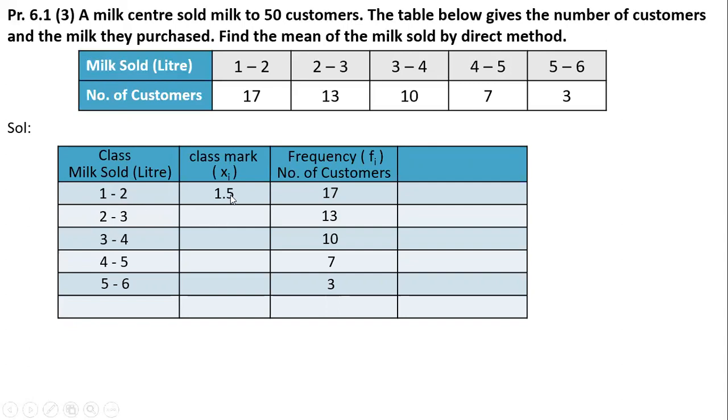Now students, once we have this, let us find out class width. Now let us see what is class width. Now if you see the gap between these two numbers, by how much are these numbers increasing? From 1 to 2, how much is the gap? What is the difference? 1. So class width is 1.